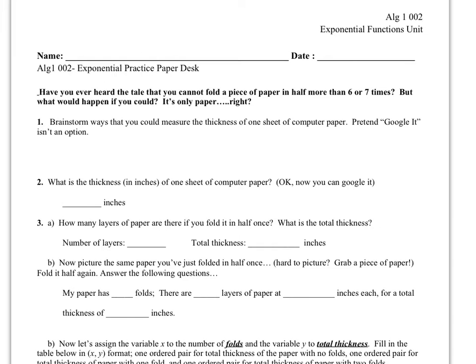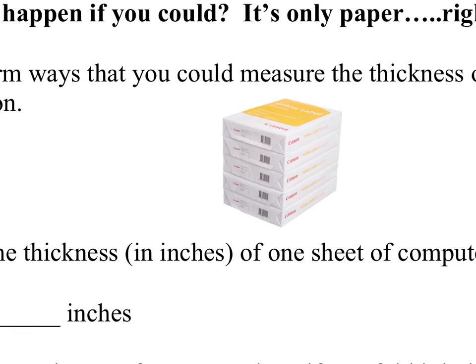It's only paper, right? So first we're going to brainstorm some ways that we could measure the thickness of one sheet of computer paper. Pretend that Googling it isn't an option. What are some ways you might be able to do that? I could take a ream of paper, or more than one ream, measure the height of the ream, and then divide by the number of sheets of paper in the ream. If you're going to do it this way, don't forget to include the sheets of paper that are parts of the covers as well. But since we don't have those reams of paper, instead we can just Google it.